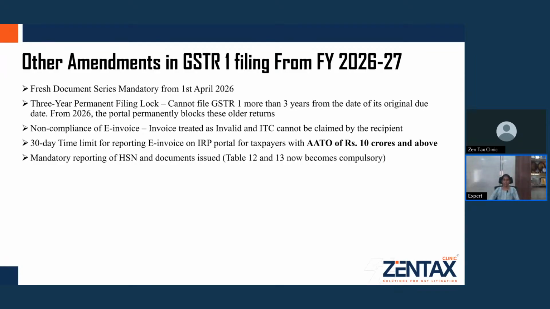For example, March 2023 GSTR-1 could only be filed until April 11, 2026. That is, only till the filing of March 2026 GSTR-1. So from 2026, this 3-year period gets permanently blocked in the portal.